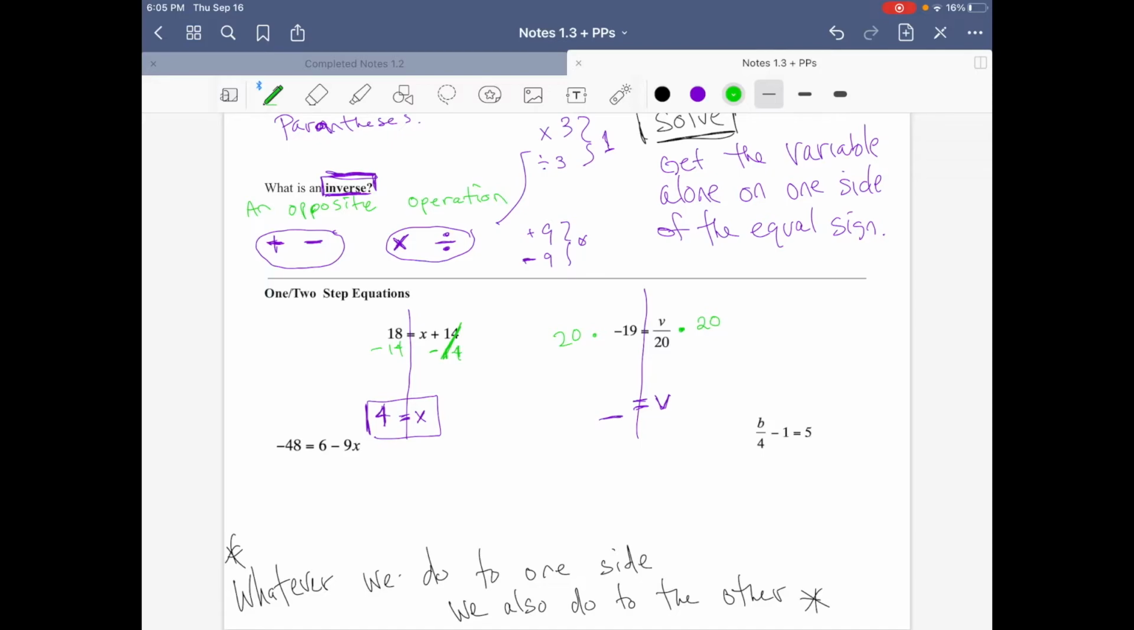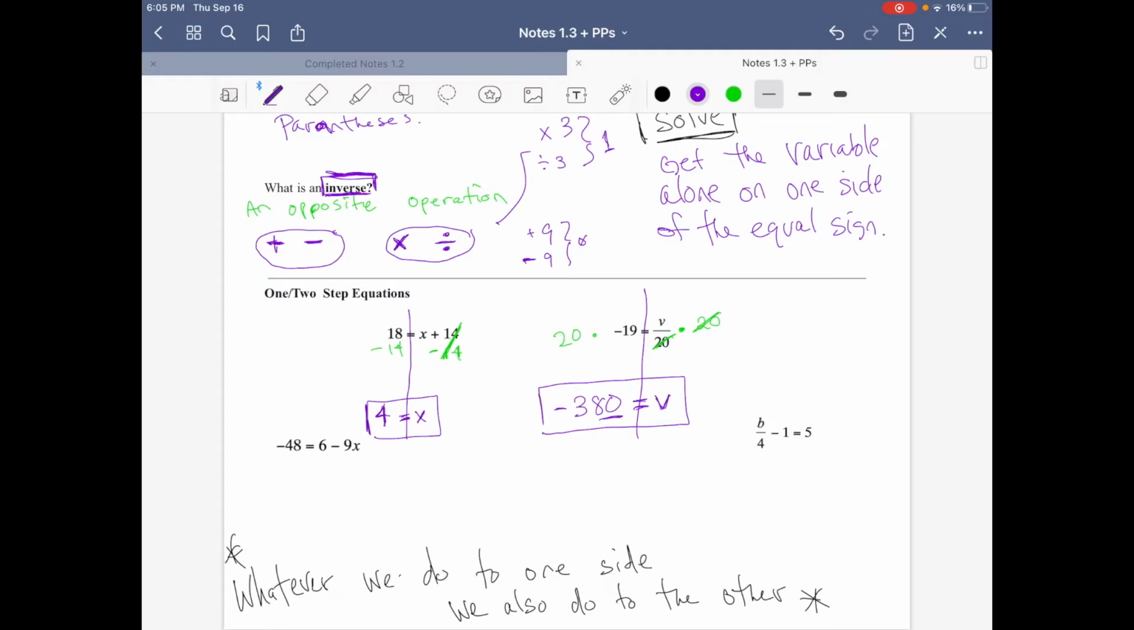So 20 divided by 20 is 1. So that gives us 1v, right? And we generally don't write the 1. We just write it as v if we've got 1v. And then 20 times 19 is 380. But 20 times negative 19 is going to be negative 380. So our final answer, v is alone on one side of the equal sign.